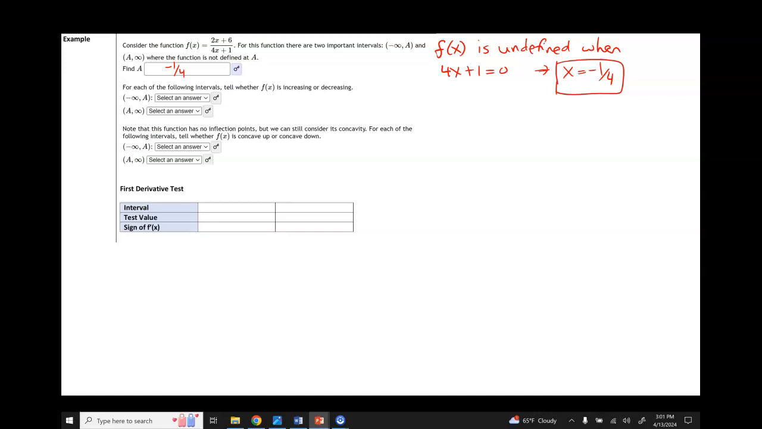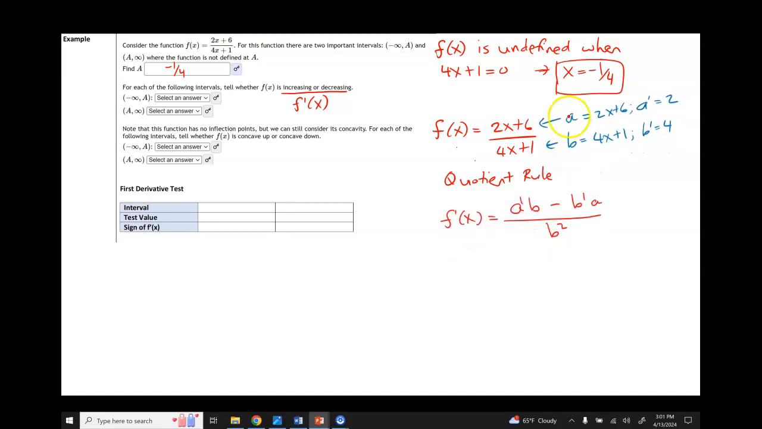The second part says, for each of the following, determine whether the function is increasing or decreasing. So increasing, decreasing, that depends on the first derivative. So our function is f of x equals 2x plus 6 over 4x plus 1. And if I want to take the first derivative, I have to use the quotient rule because we're dividing. So my a is going to be 2x plus 6, and my a prime is 2.